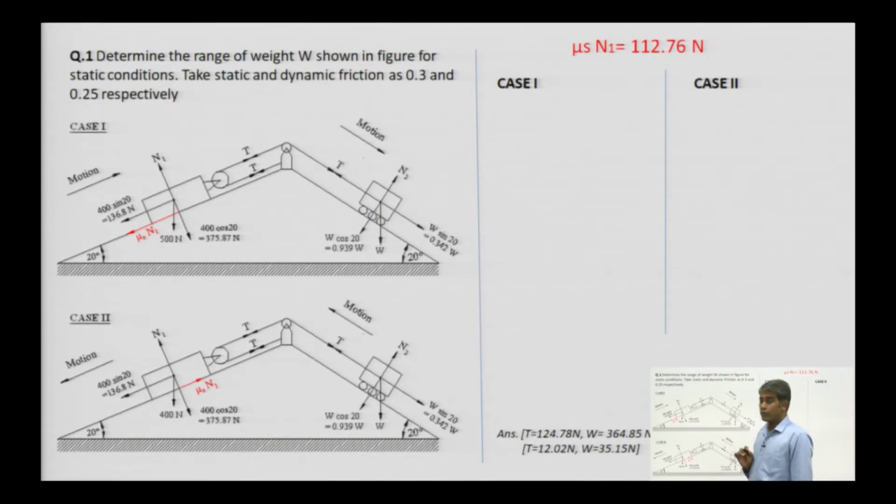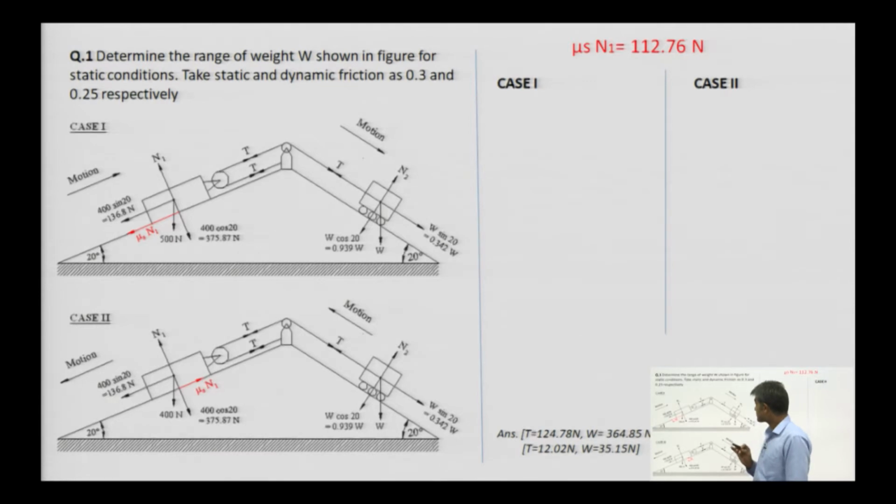What do we need to find here? We need to find the range of this mass, the range of weight of the trolley, for which this block is not going to move in any direction. How will we calculate this? What will be the steps?